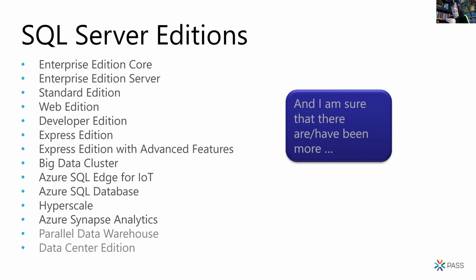And I'm sure there's more, or there have been more in the past. I just didn't know. This is what I could find and remember. And each one of these editions licenses differently. Believe it or not, but that's the case. Each line here is licensed differently. So that's why it's complicated. We're going to focus on Enterprise Server and Standard Edition. This is where this talk is. If we talked about everything, we would be in this Zoom meeting for about a week.